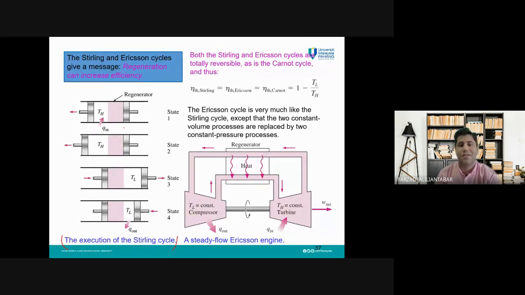For the Stirling cycle, you have already seen the Stirling engine. This type of cycle is in the Stirling engine. We have two different pistons, a cylinder, and a regenerator. What is this regenerator here? Here the regenerator is a porous material actually.